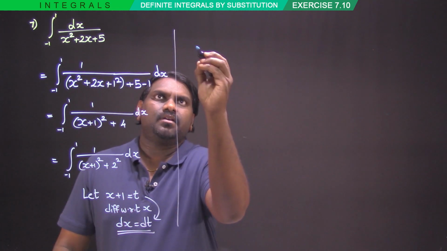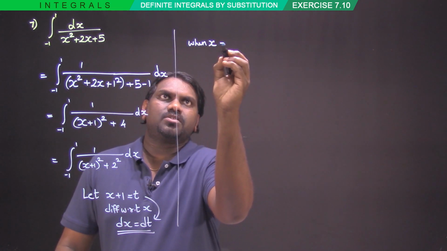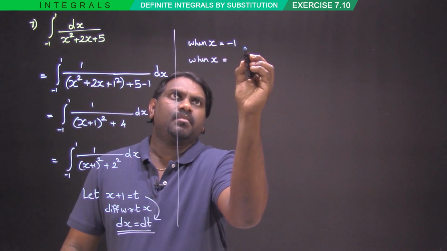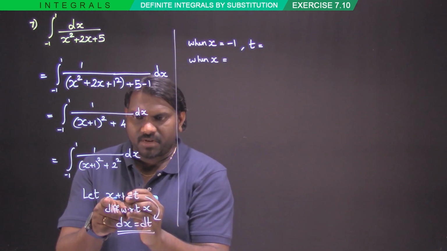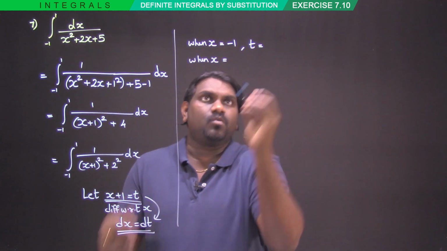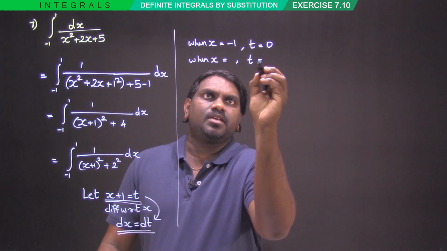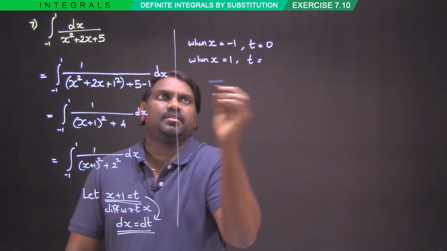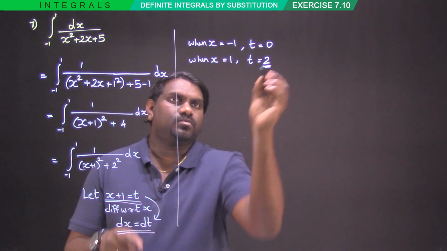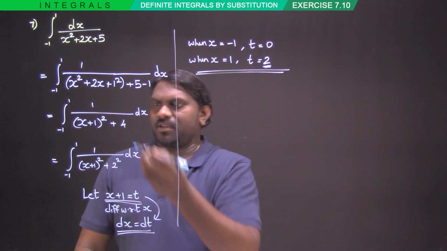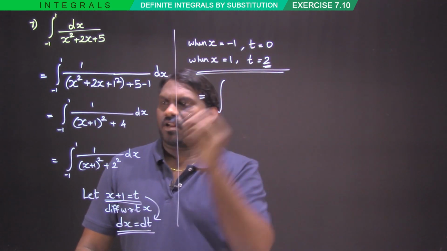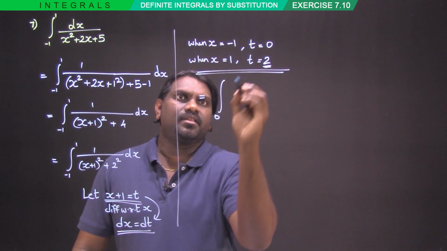What happens to the limit when x is equal to minus 1? If I put the minus 1 over here, minus 1 plus 1 is going to be 0. So this is 0. And when x is equal to 1, your upper limit, then what is going to be the value of t? It is 2. Just see here, 1 plus 1, 2. So what will be my new limits after substitution? This is going to be 0 to 2.